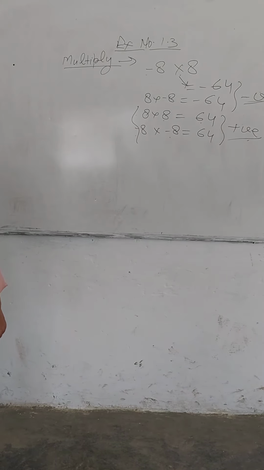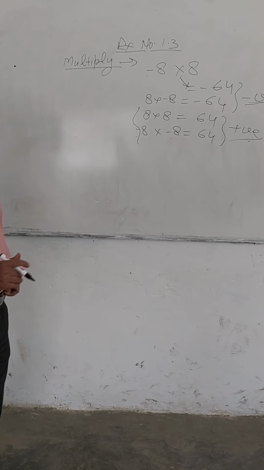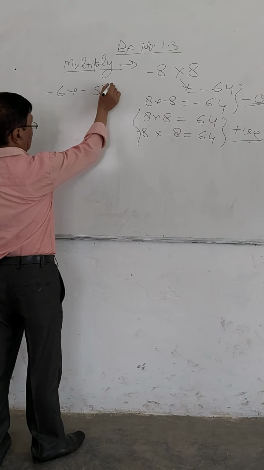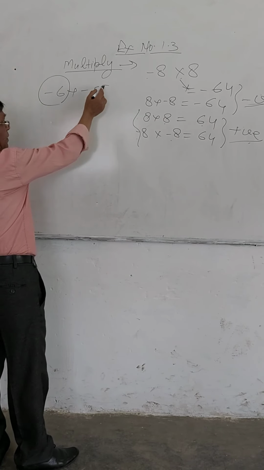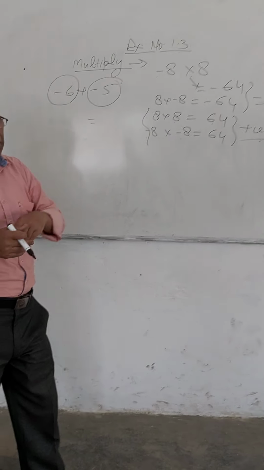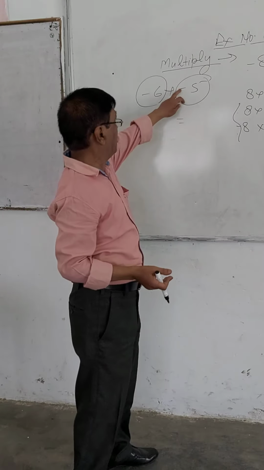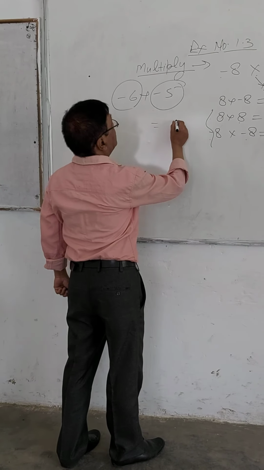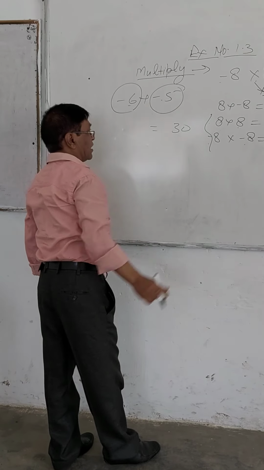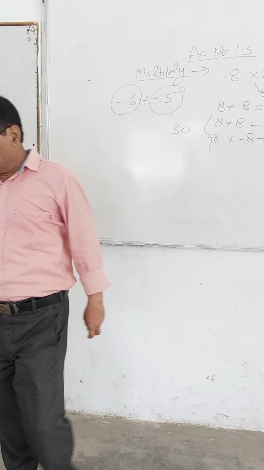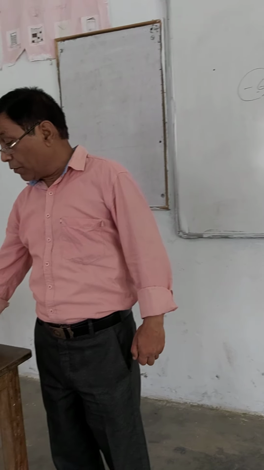Take one more number, suppose minus 6 into minus 5. Minus 6 into minus 5. Now first look here: this is negative, this is negative, so the answer: multiplication of the same sign will be positive. Same sign will be positive, opposite sign will be negative. Same as 6 5 are 30, and this is the same sign, so this will be positive. So this way you can do question number 1.